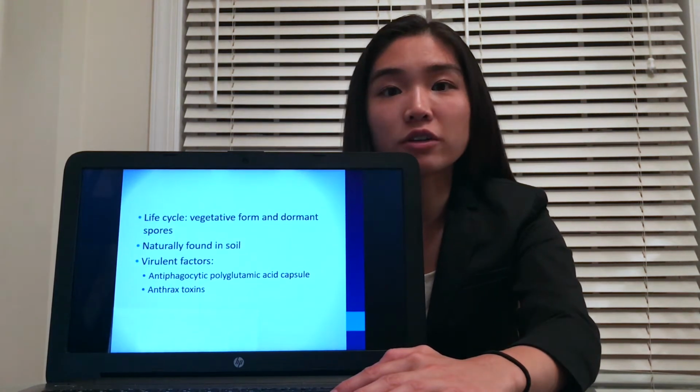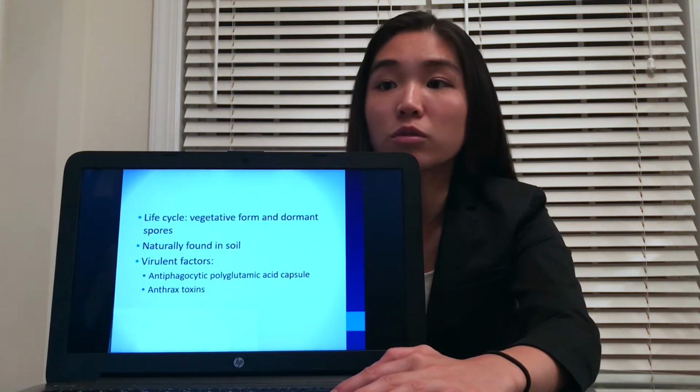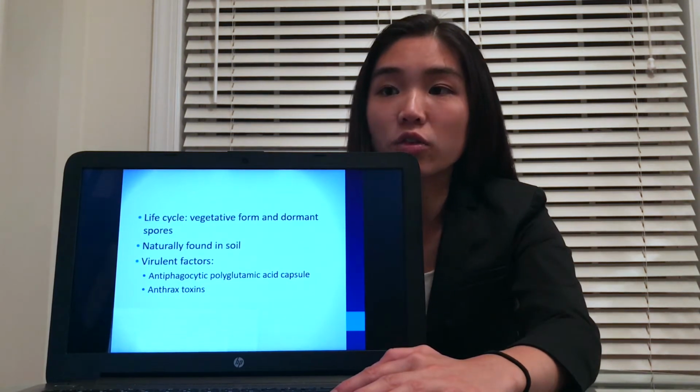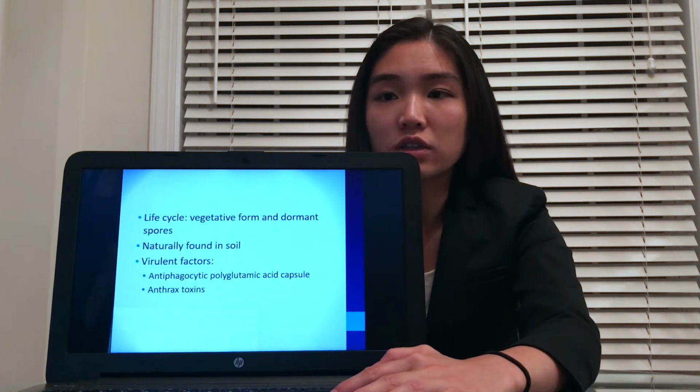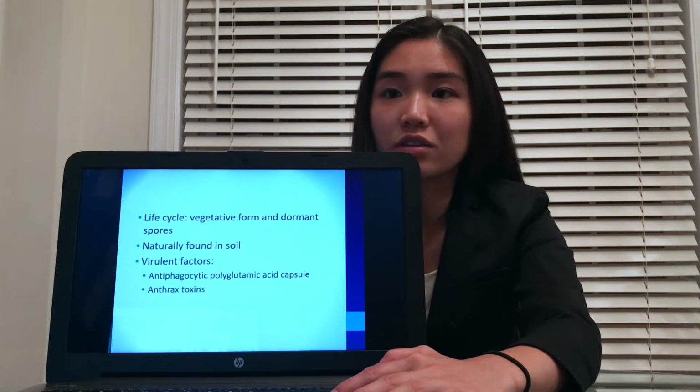Its virulent factors include its antiphagocytic polyglutamic acid capsule, which defends anthrax against phagocytosis in the complement system in the host body, and it also includes anthrax toxins.